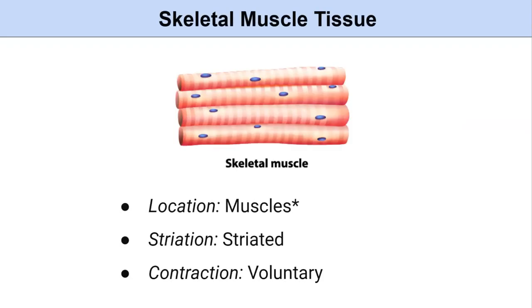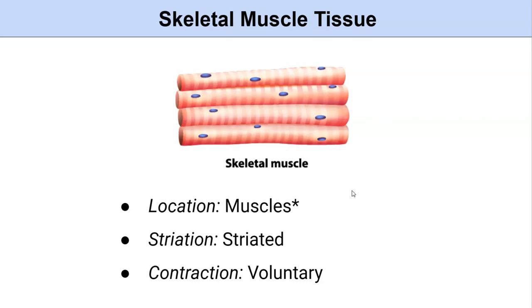Review what skeletal muscle tissue is. First, skeletal muscle tissue is a type of muscle tissue. Skeletal muscle tissue is found in our muscles, such as our bicep brachii, tricep brachii, quadriceps, hamstrings, etc. If we were to look at it underneath a microscope, we'll notice it's like parallel tubes, and it's also striated, alternating dark and light lines.